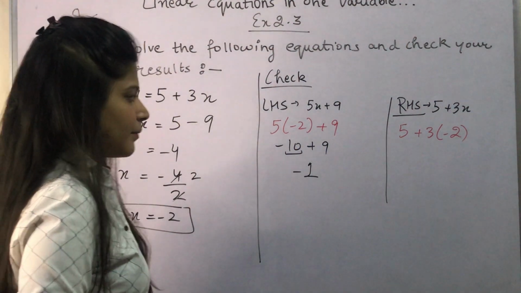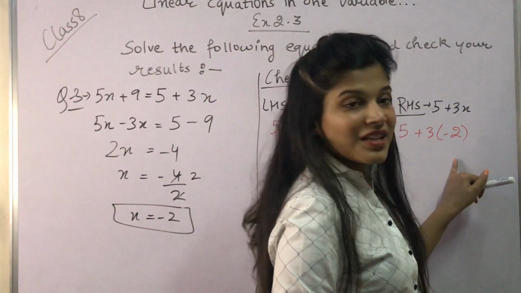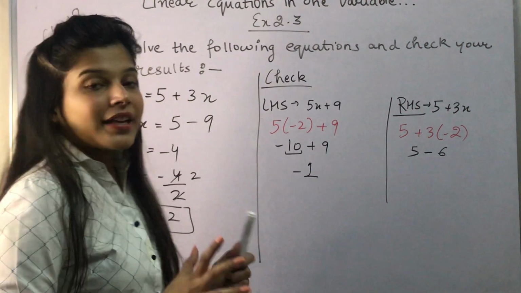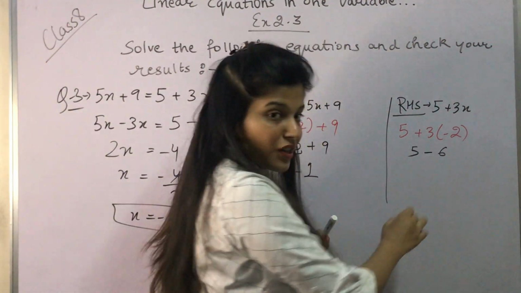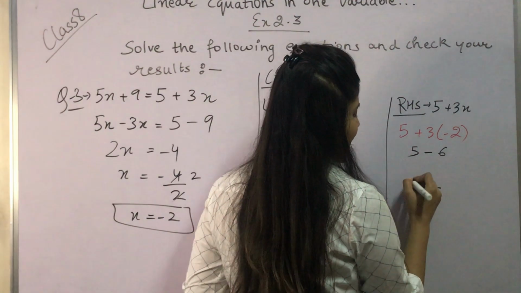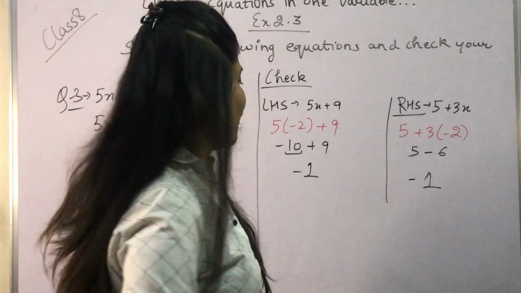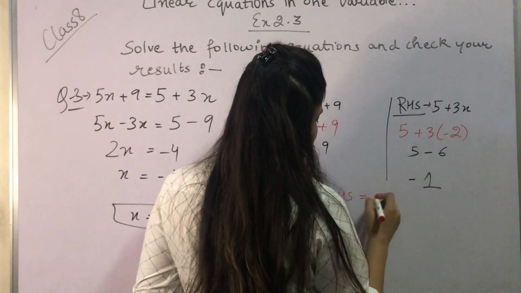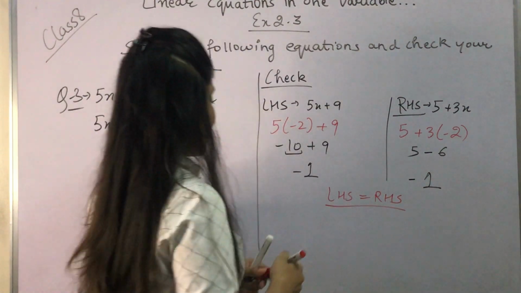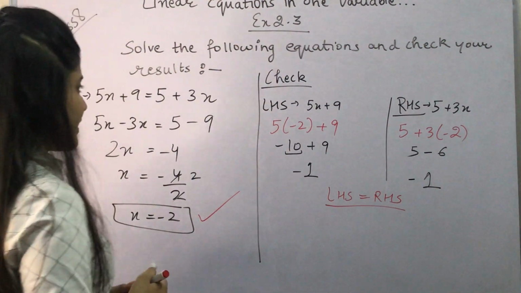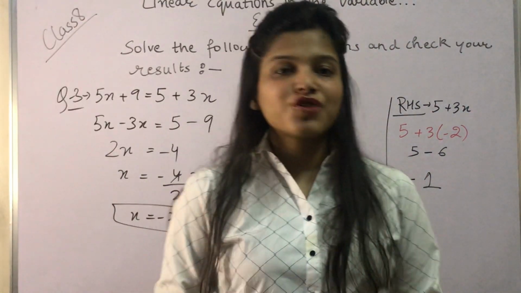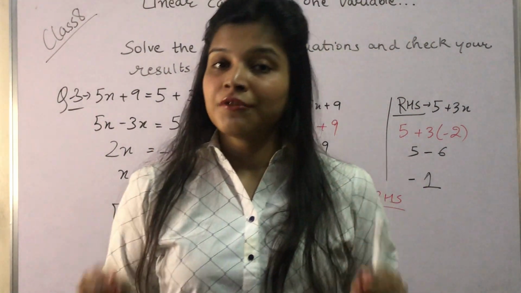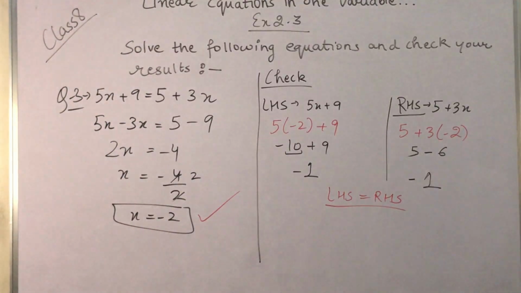So minus 1. Okay. Similarly 3 2s are 6, but minus 6 because it is minus 2. So 5 minus 6. 5 minus 6 is plus minus is minus. So 6 minus 5 is 1, and the sign of the bigger digit, the bigger digit is 6, so negative. Now which means that again LHS equals to RHS. This means that our answer is right. x is minus 2 only. So we have checked our answer also. So with this we have completed our question number 3. Now let's come to the next question.